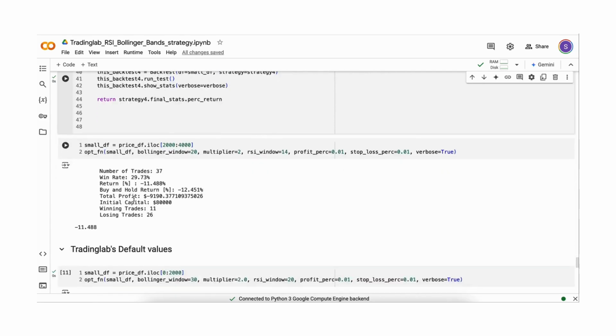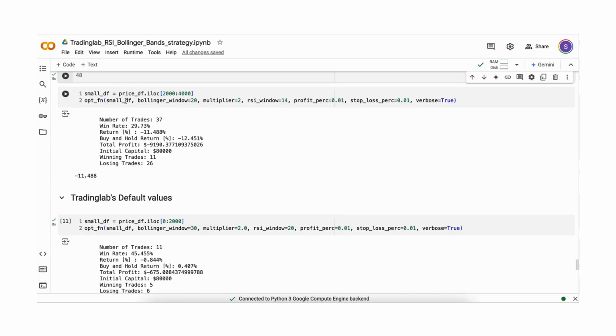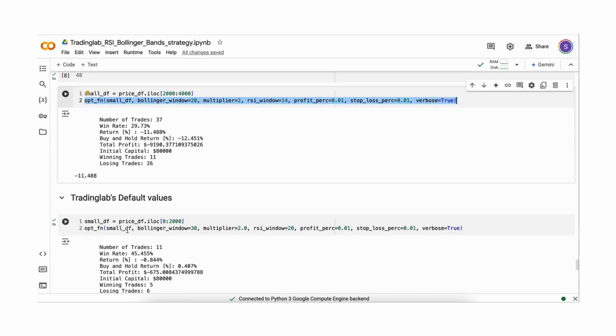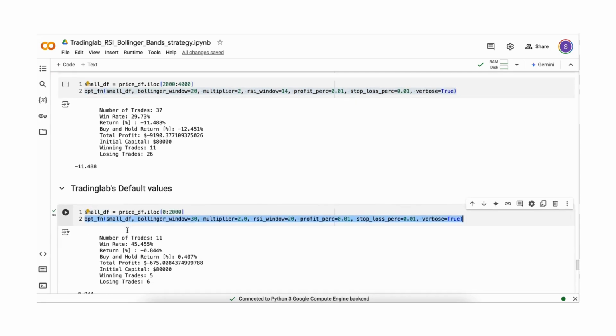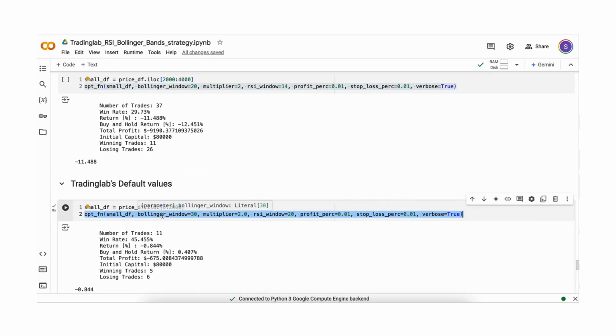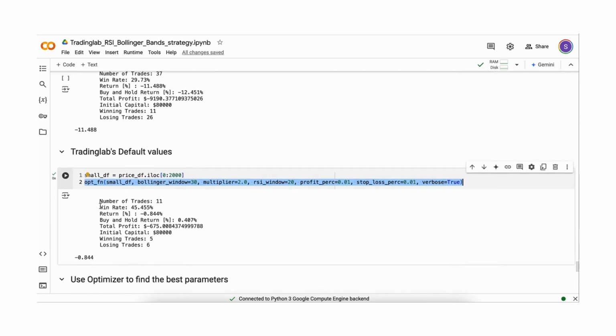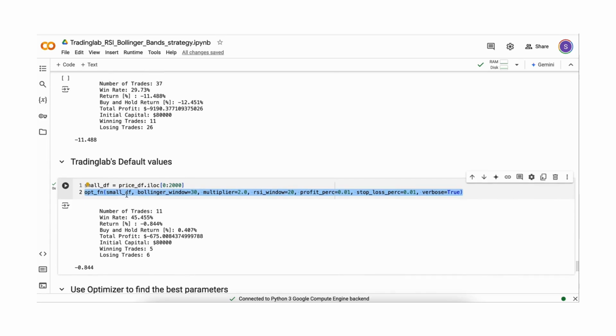We want this optimization function to do two things. First, we call it with a certain value, and it will show us what the result of this strategy is. But its return value also contains the actual return percentage. So if we call the optimization function with a large number of different parameters, we can optimize over that parameter space. That's the idea. So we call this with TradingLab's default values.